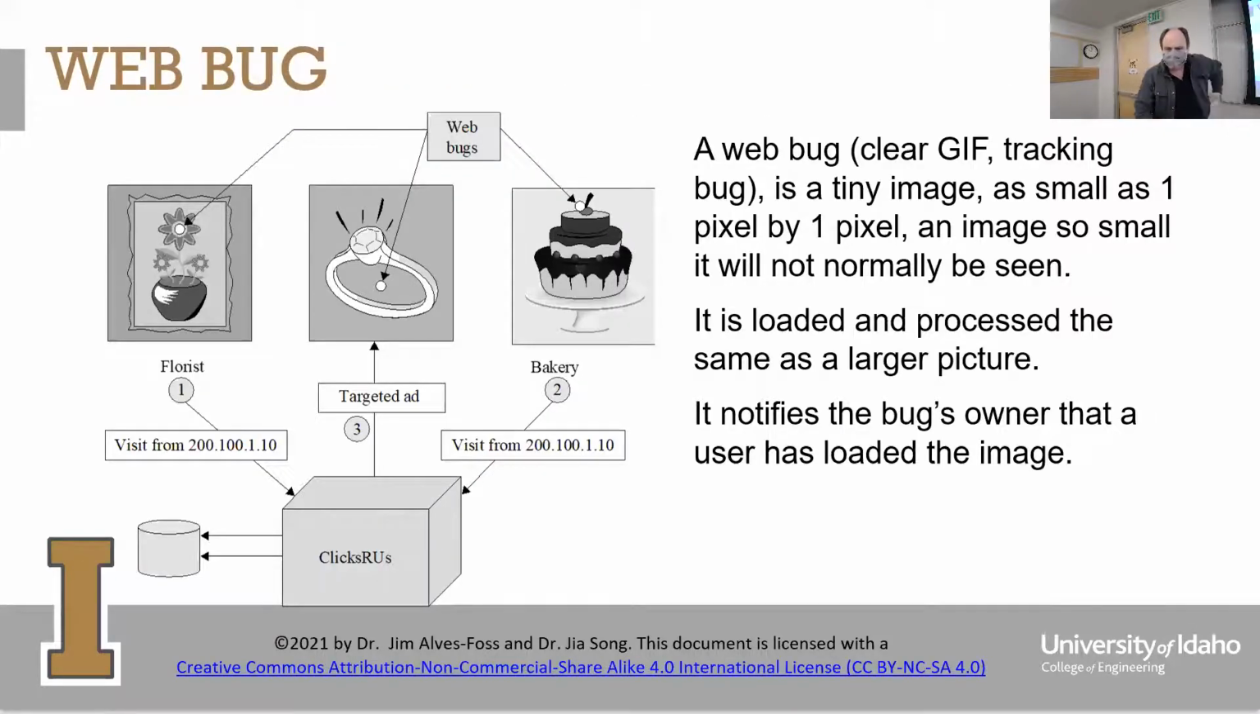All right, a web bug, a clear GIF, a tracking bug is a tiny image as small as 1 pixel by 1 pixel, not normally seen. Here's little examples of them. Loaded and processed the same as the larger picture. Notifies the bug owner that the user has loaded the image. And so it's just saying somebody has accessed this file. It's a way of tracking what you're doing.